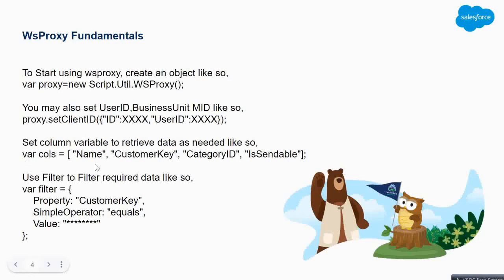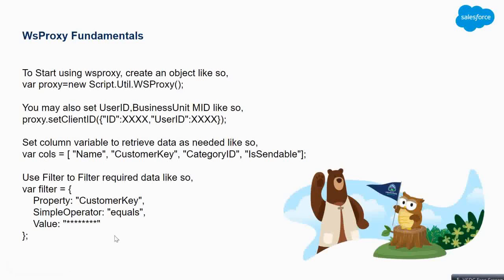You can set some properties: what are the column names you want to retrieve, or what are the properties of the function you want to pass. Those things you can mention over here. For example, if you are retrieving the data extension details, you want the name, you want the customer key, you want whether it is sendable or not sendable. All this information you mention in this variable.